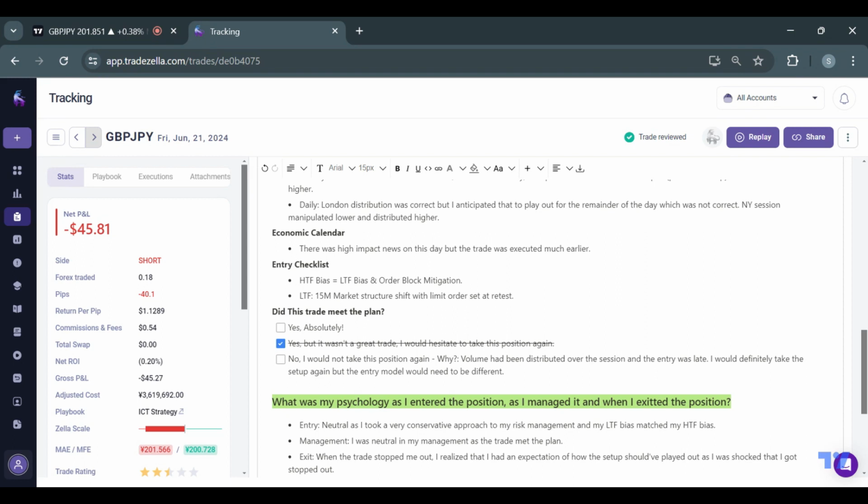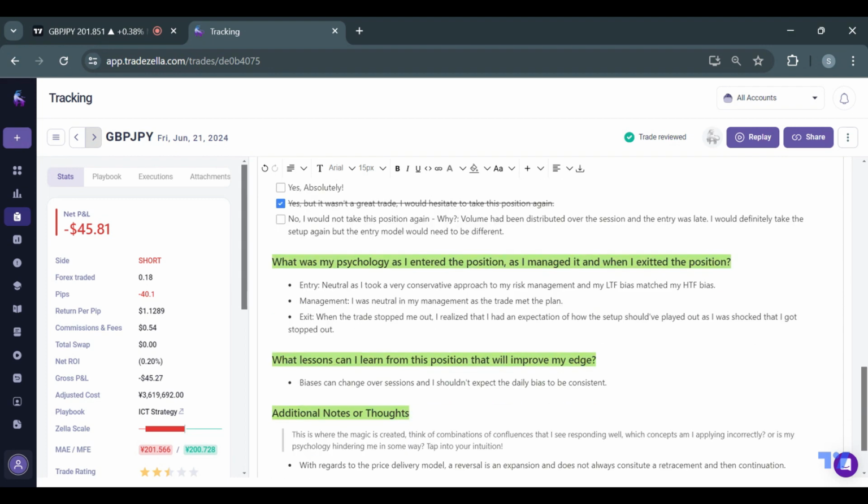I'd initially said no, I wouldn't take the position again, just because I thought it was wrong. But after further evaluation, it was not that the setup was wrong. It's just that volume had distributed over the session. The entry was late, and I definitely would take the setup again. But the entry model would need to be different.